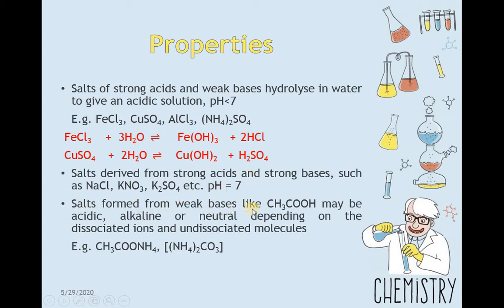Salts formed from weak acids and weak bases may be acidic, alkaline or neutral depending on the dissociated ions and undissociated molecules, like ammonium acetate. Ammonium hydroxide is the weak base. Acetic acid is also the weak acid. Ammonium hydroxide is the weak base. Carbonic acid is also the weak acid. So from this you have to check the dissociated ions and undissociated molecules. On this basis it will be giving an acidic, alkaline or neutral solution.